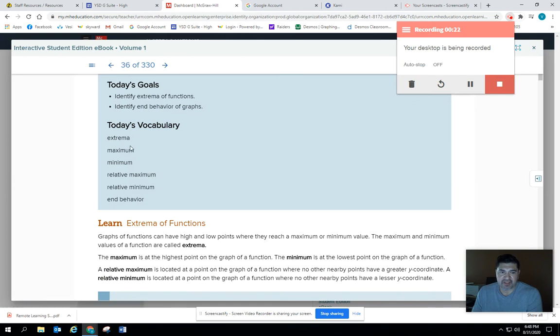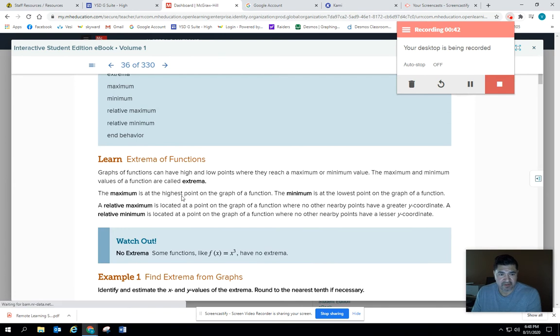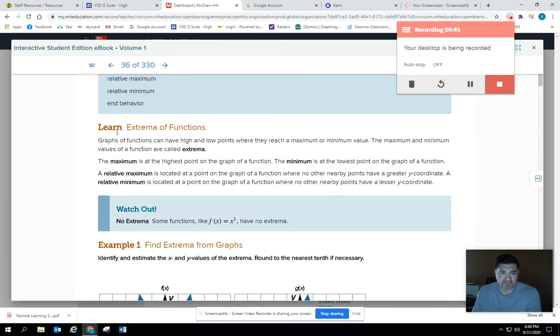Here is the vocabulary. We have extrema. That should kind of sound like extreme to you, like either really small or really big. Maximum, like the most, right? Minimum, relative maximum. These are all words that we know, but we'll figure out exactly what they are talking about.